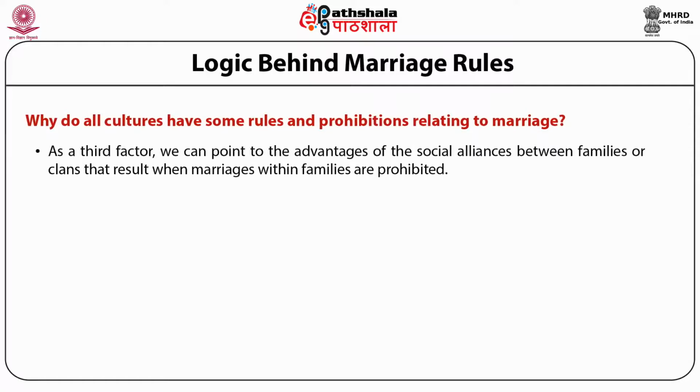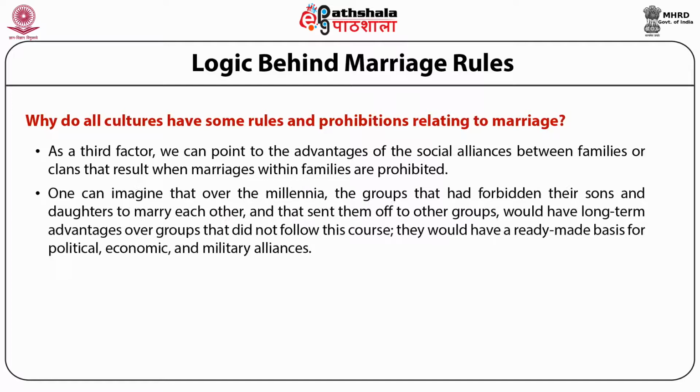As a third factor, we can point to the advantage of the social alliances between families or clans that result when marriages within families are prohibited. One can imagine that over the millennia, the groups that forbade their sons and daughters to marry each other and sent them off to other groups would have long term advantages over groups that did not allow this course. They would have a ready made basis for political, economic, and military alliances.